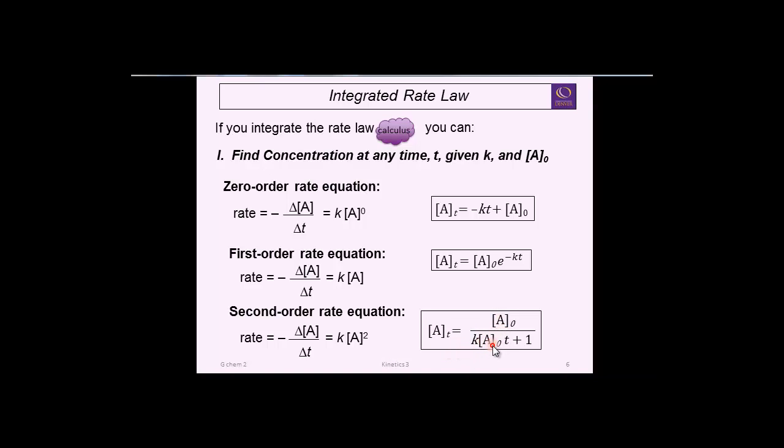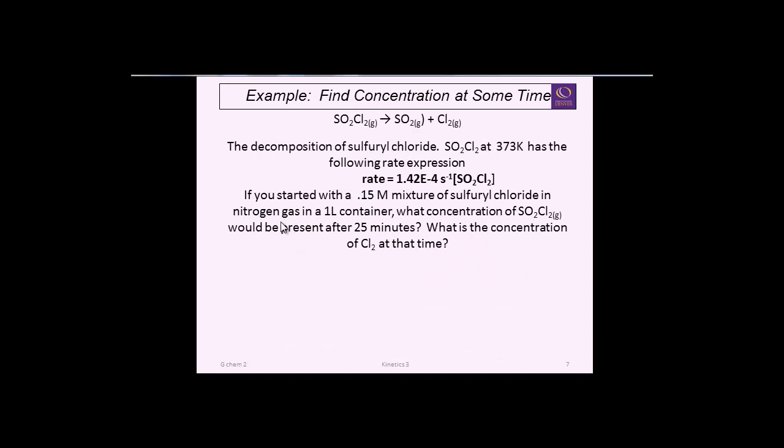You should memorize these integrated rate equations, and now let me give you an example of how you can use them. The decomposition of sulfuryl chloride at 373 K has the following rate expression. So if we started with 0.15 moles of sulfuryl chloride, and it's in nitrogen gas, and notice it's in a 1 liter container, so that makes things simple. 0.15 moles are in that liter, and that makes it a 0.15 molar solution. What concentration of this material would be present after 25 minutes if you know the rate of decomposition?